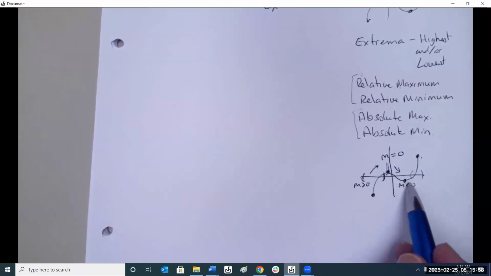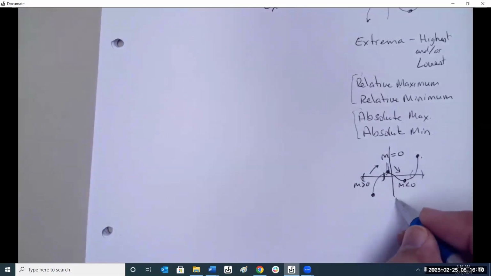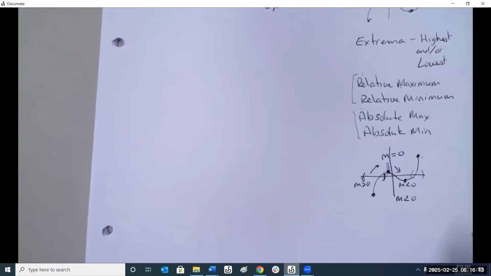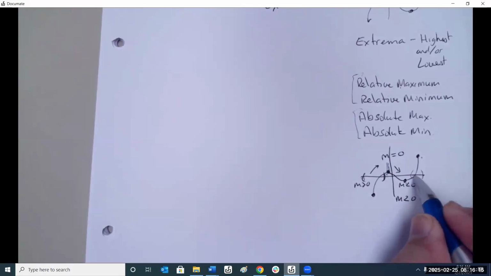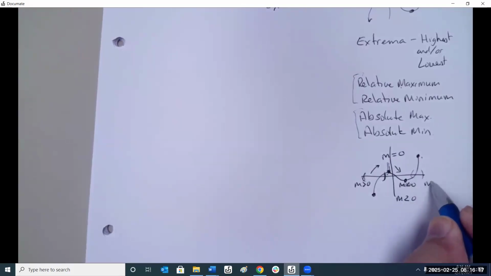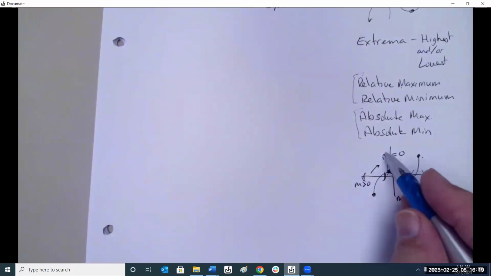And that other one is a relative. So what's the condition for it to be a minimum? What happens to the graph to the left of the minimum? Yeah, on the left of the minimum, the slope has to be negative. On the right, it has to be positive. It has to go down, then up.